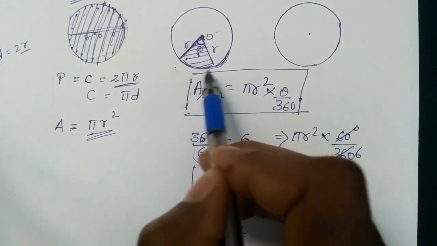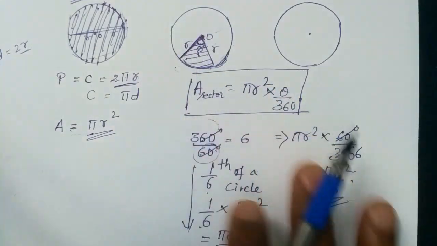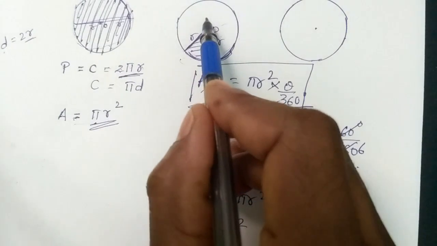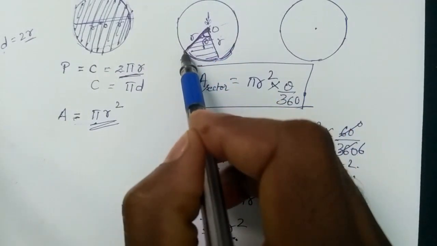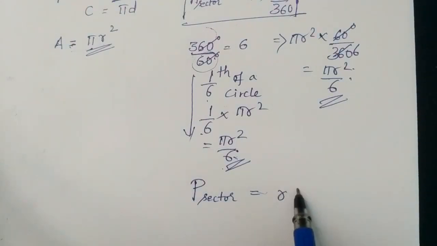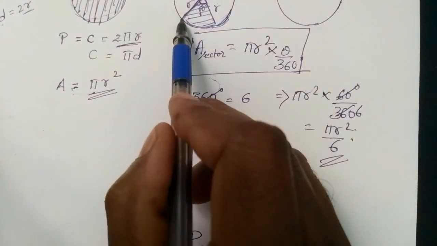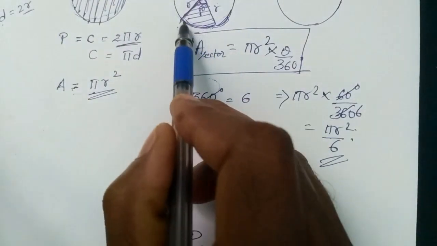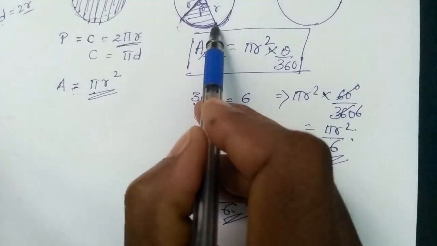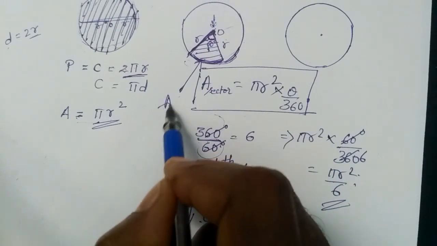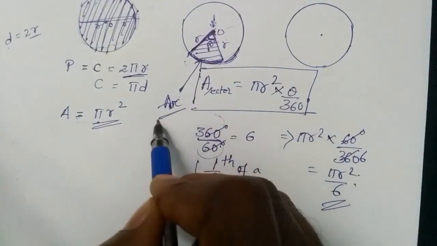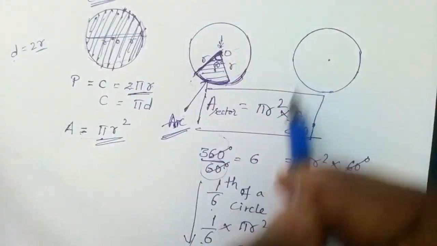So we'll walk around the sector. First you start from here. What length are you walking? R. R length I am walking, plus you stop here and again walk on this. This is not a straight line, so how to find the length of this? The length of this is called an arc. So what is an arc?